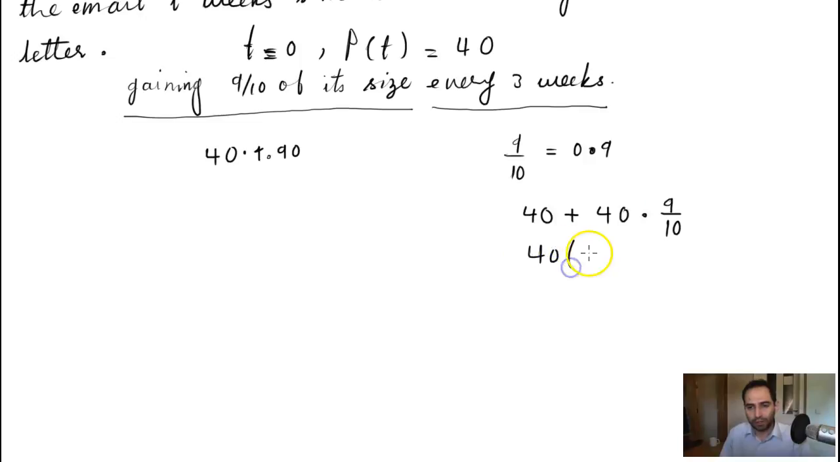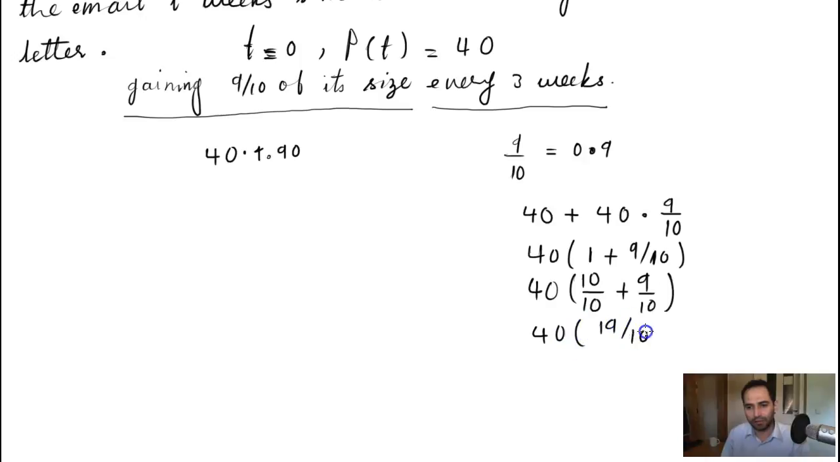So I can take a 40 out, and it becomes 1 plus 9/10. I can simplify this by writing it as 10/10 plus 9/10. So this becomes 40 times 19/10, and 19/10 is 1.9. So 40 times 1.9 is what I've written here. 40 times 1.9 means increasing 40 by 90%. So this is the initial value of your function, and this is the amount by which the initial value is being increased, and that's nothing but gaining 90% of its size.